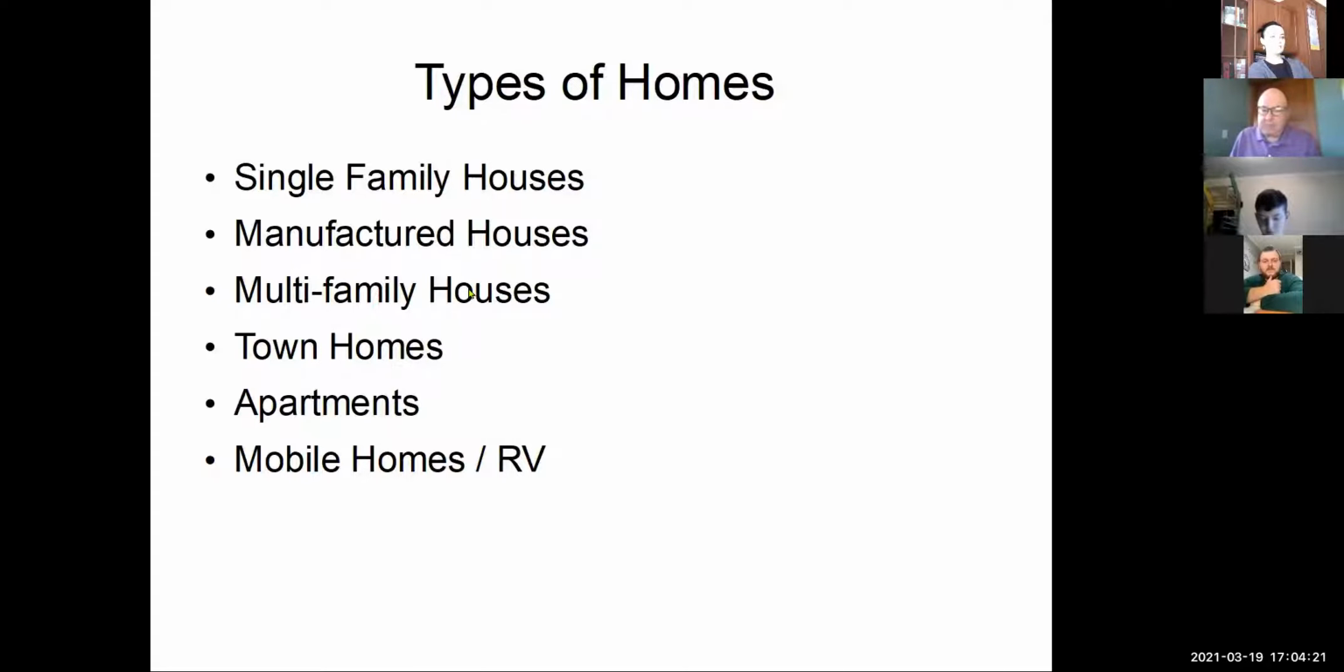There are also multi-family houses. So one house, but more than one family living in the house. And then part of that looks a little similar, but they're actually different in the way that they're built. And that's something called a town home. And I'll show you what that looks like. And then, of course, you all know about apartments. And we have lots of those here in America. And then ones that you don't necessarily have much of in Ukraine is what we call mobile homes. They're actually homes on wheels. Sometimes they're called recreational vehicles. And you'll see some pictures of those as well.